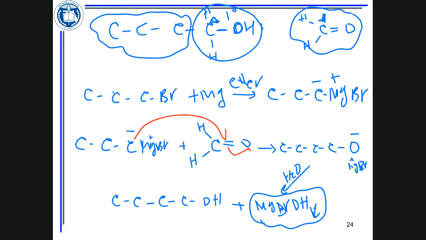So what do you need to know? Steps in Grignard reaction. First, you make the Grignard. Second, you make it react with the carbonyl compound. And the key is to recognize what type of carbonyl compound you should have. If your alcohol is a primary alcohol, the carbonyl is going to be formaldehyde. Okay.